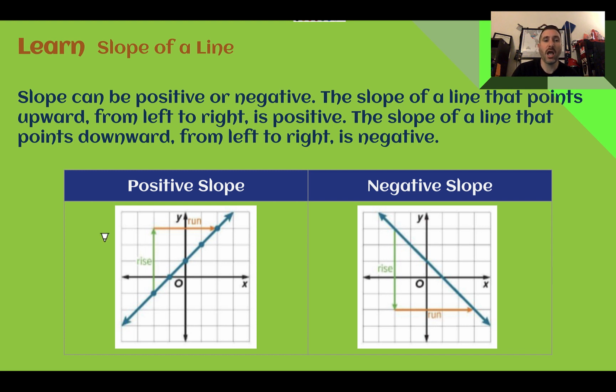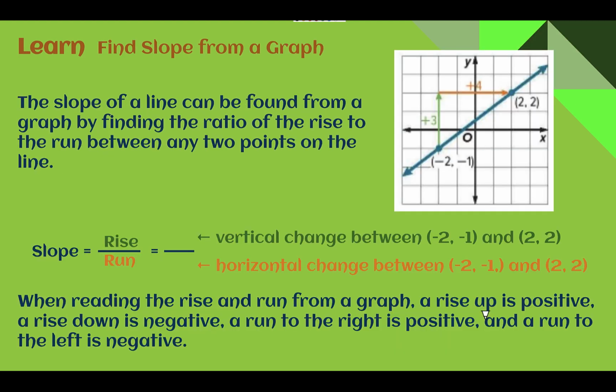So a slope that is pointing upward from left to right is going to be a positive slope, while a slope that is pointing downward from left to right is going to have a negative slope. So as we are going through this, it's going to be super helpful to be reading left to right. Let's learn. Find slope from a graph.